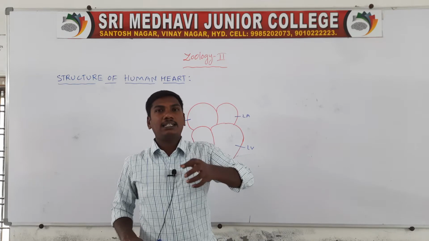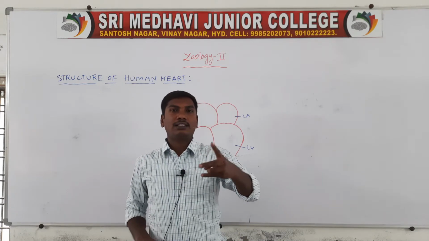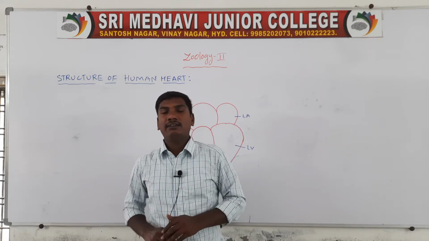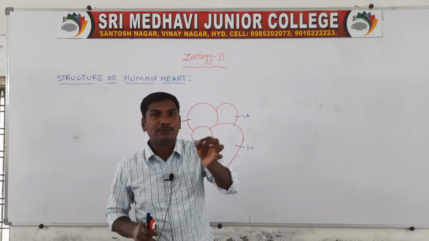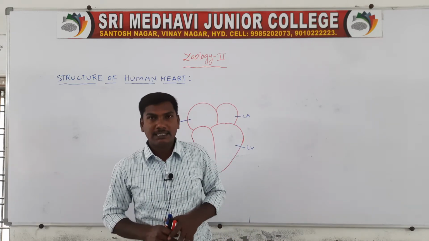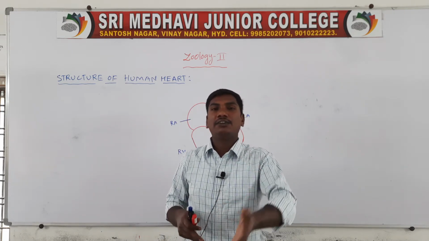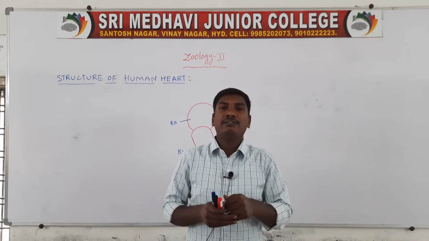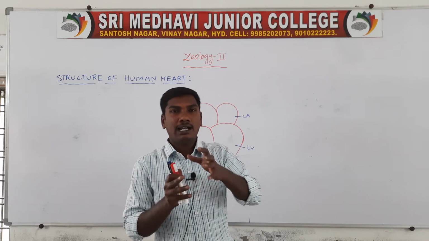The serous pericardium is divided into two layers: the outer parietal layer and the inner visceral layer. Between these two layers there is a space, called the pericardial space. That space is filled with a fluid, called the pericardial fluid. This fluid functions in the free movement of the heart.